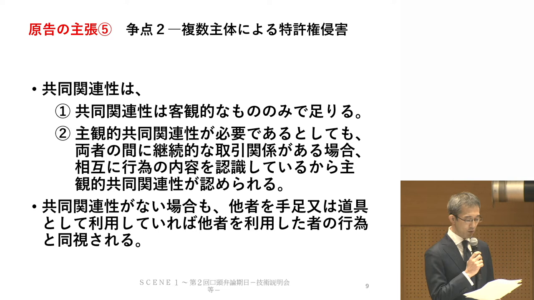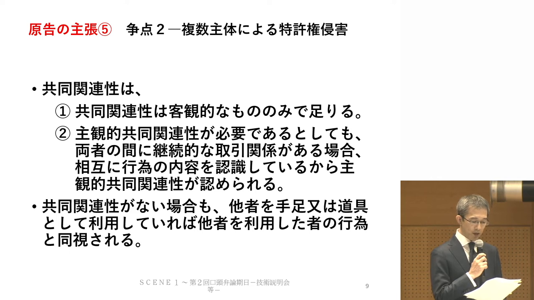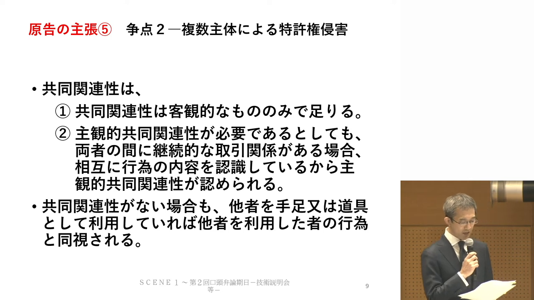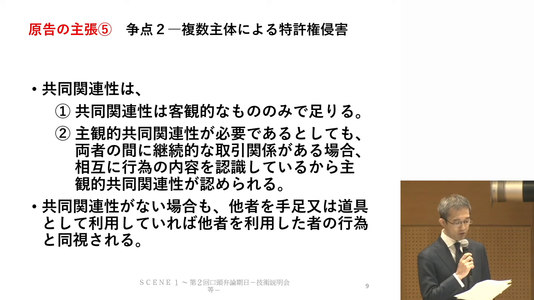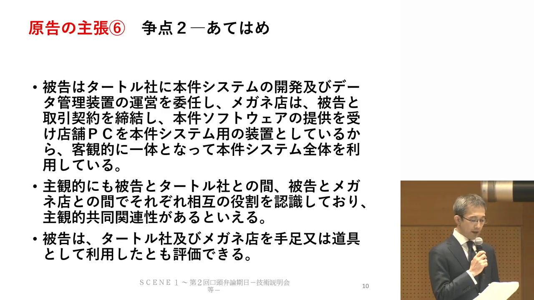Even in the case where we take the position that subjective joint relevance is necessary, if there is a continuous business relationship between the parties, they are mutually aware of the content of their acts, and therefore subjective joint relevance should be recognized. Even in the absence of such joint relevance, if one party uses another party as a pawn or tool, the act of the other party is deemed to be the act of the party who utilized the other person.